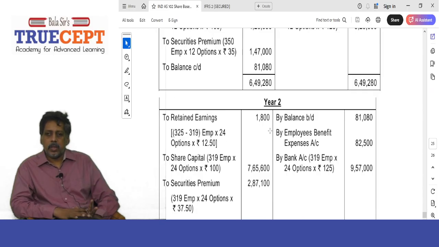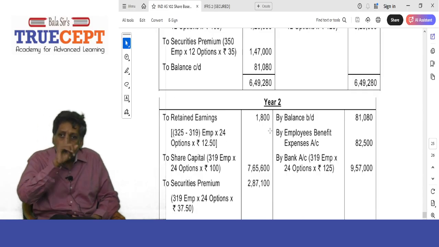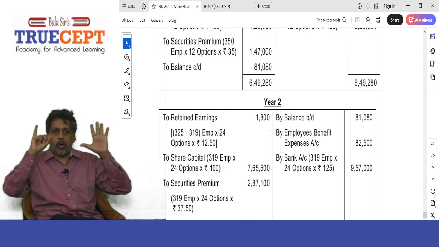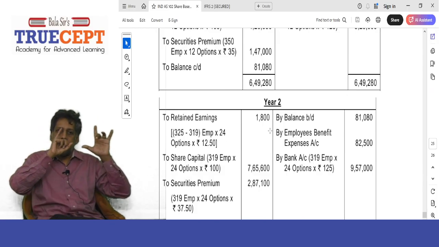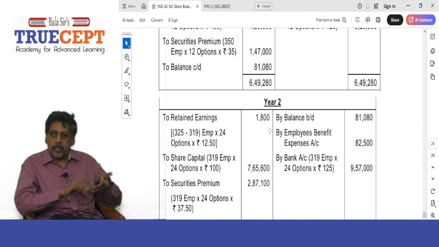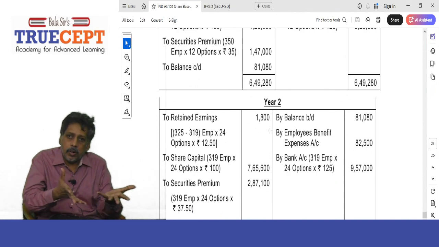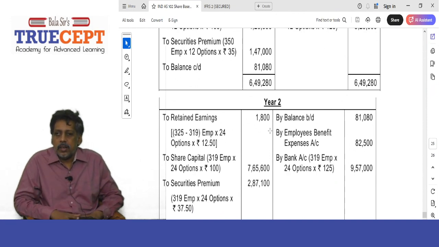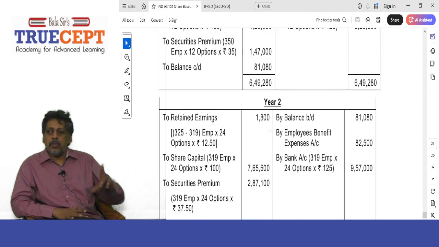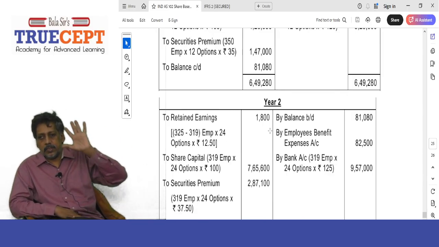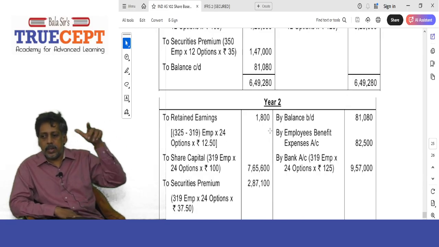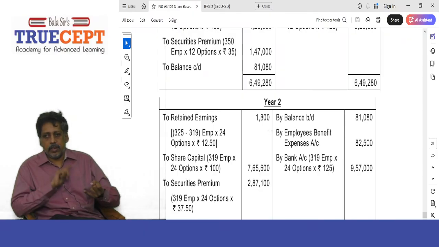Then remember 6 employees did not exercise their option in G2. 6 employees into 24 options each lapsed. That into rupees 12.5, what you have collected in 2 years, which is anyway cancelled. How much? 1,800 will be transferred to retained earnings. You find that? It is share-based payment reserve account debit to retained earnings 1,800.